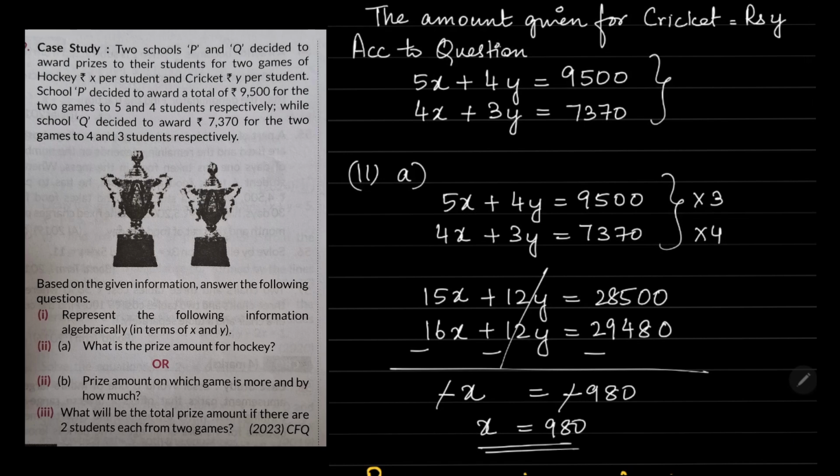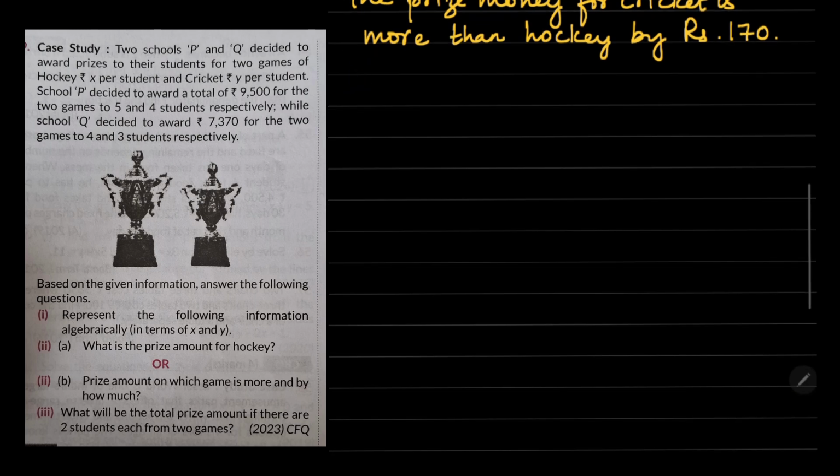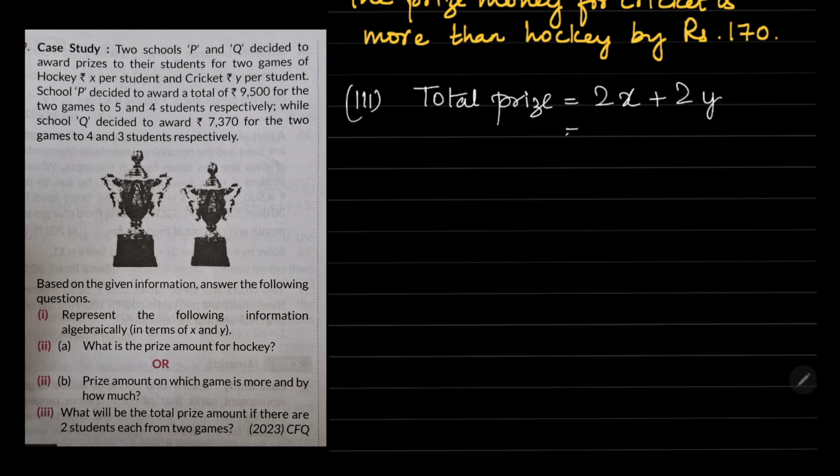Next one. What will be the total prize amount if there are 2 students each from 2 games? How much prize money will either P or Q school have to spend if there are 2 students each from the 2 games? Very easy, right? The last question, your third part, is the total prize money if there are 2 students from hockey and 2 student winners from cricket. So 2 into 980 plus 2 multiplied by 1150.